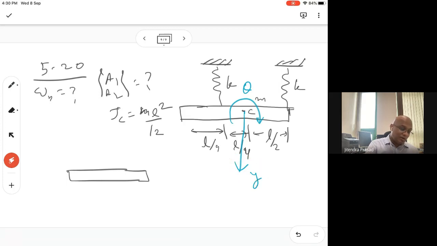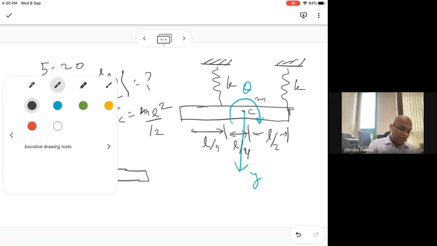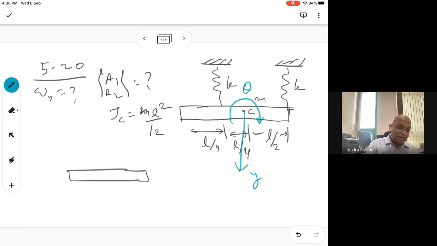Because of that, what will happen? The displacement of this spring will be y, and y, both of them. Since you are moving this down by y, there will be a stretch y here also and here also. Now you are going clockwise like this one. And because of that, what will happen?